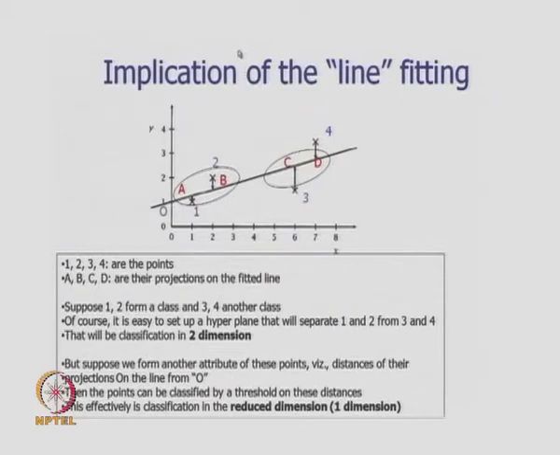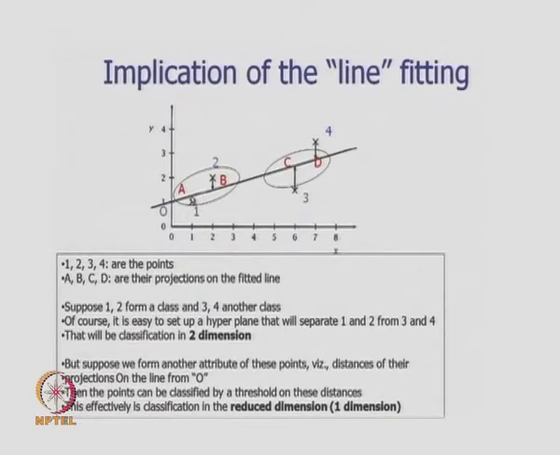Now, this decision is based on 2 attributes, namely the x and y values of A, B, C, D. So, all the 4 attributes are involved in this classification. Suppose we do it in a different way. What we say is that we would do the same task in one dimension. So, what we will do is look at the projections of these points, and form another attribute from these points.